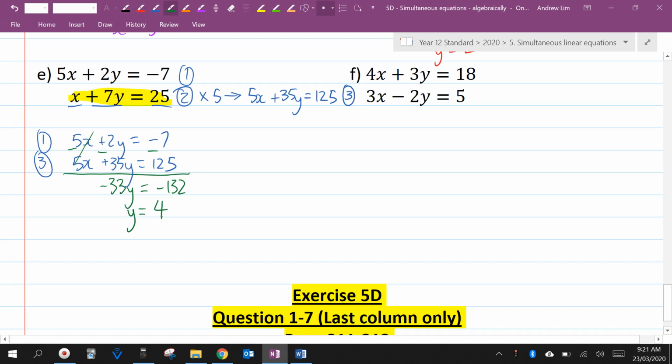Now that we've worked that out, we can substitute that back in to work out what x is equal to. I'm just going to pick statement 2, because x is by itself. So we have x plus 7 lots of y is equal to 25, or x plus 28 is equal to 25. Therefore, x is equal to minus 3. Pause the video, have a go with f by yourself. You might have to multiply both statements by a certain number.